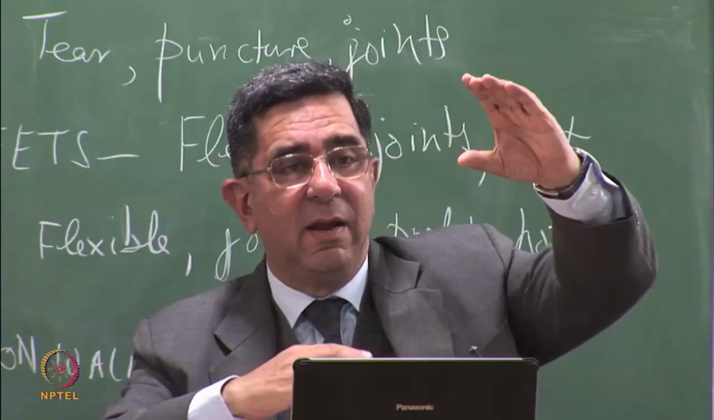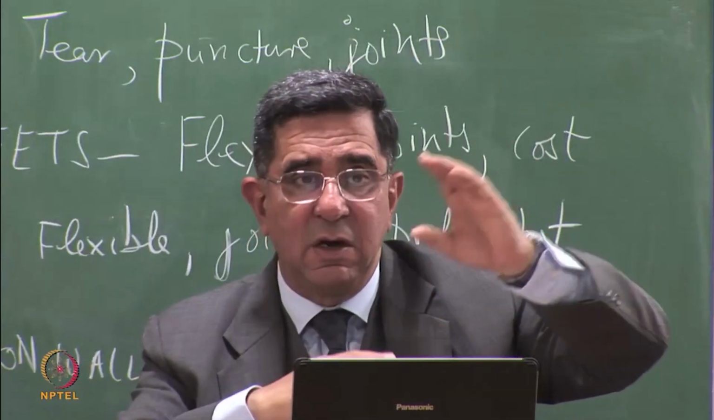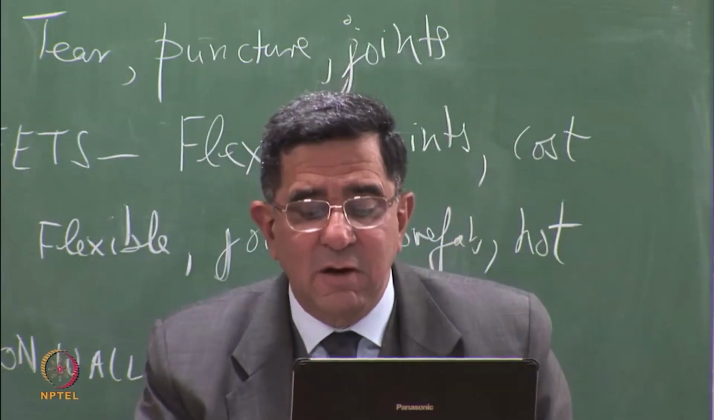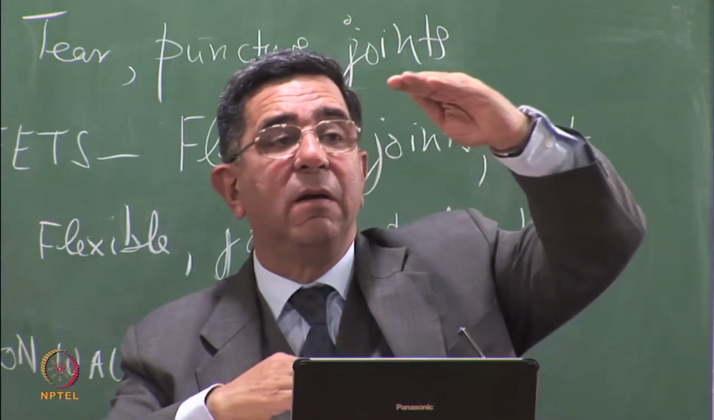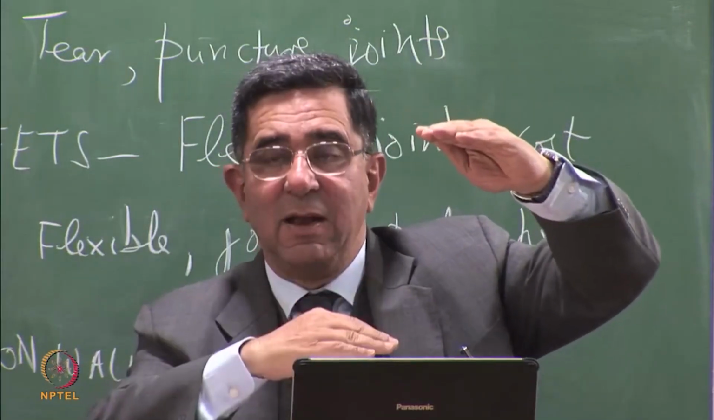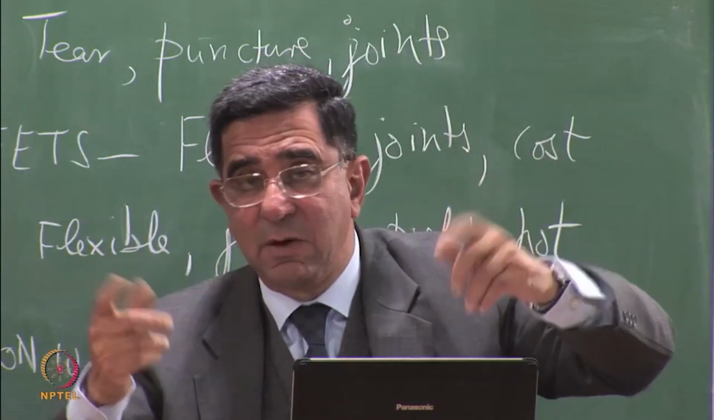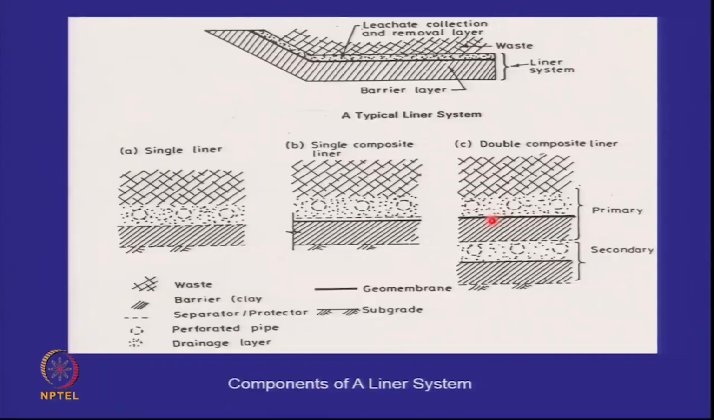If I put one clay and another clay with a drainage layer in between, it's a double liner. Or if I put one plastic sheet, a gap and another plastic sheet, that's a double liner, but that's not a double composite liner. A double composite liner means one composite liner here and another composite liner here. So this is typically used for hazardous waste landfills, and this is typically used for municipal solid waste landfills, and such a system can be used at C&D waste landfills.